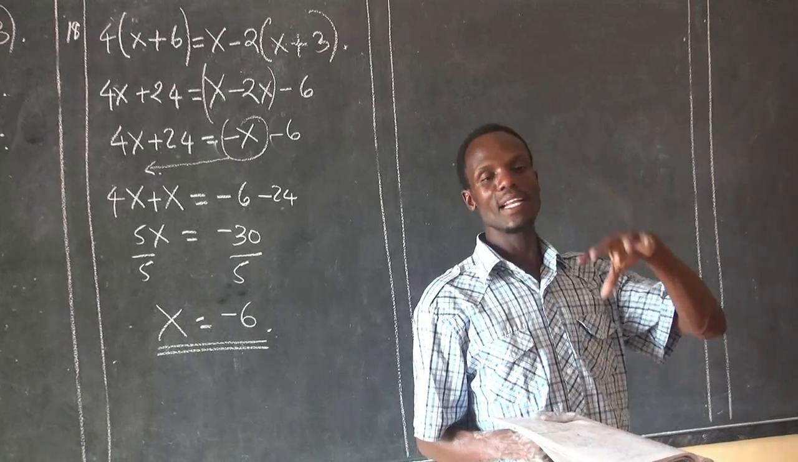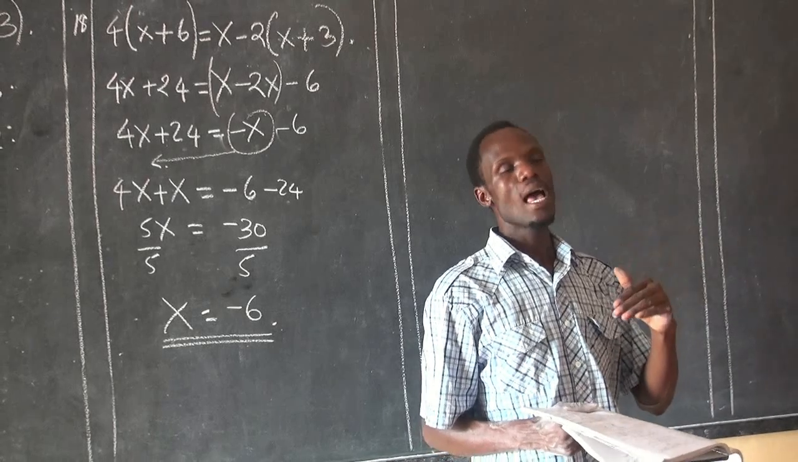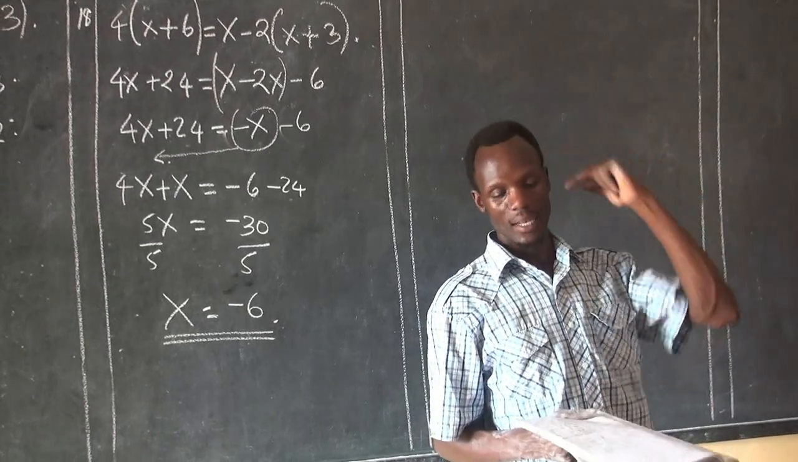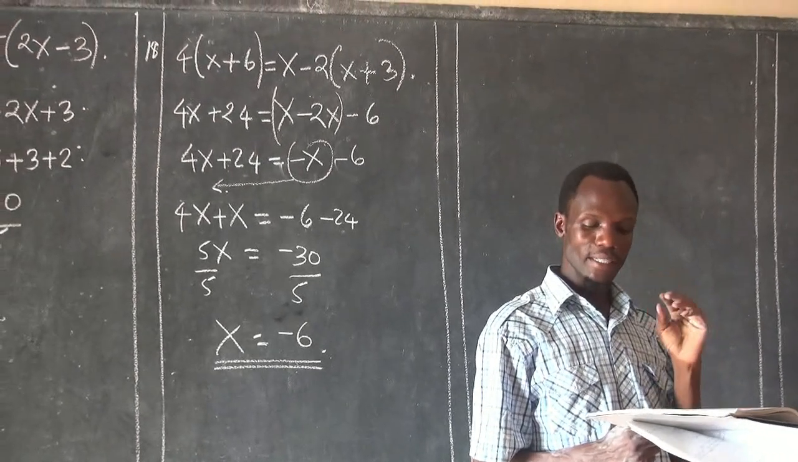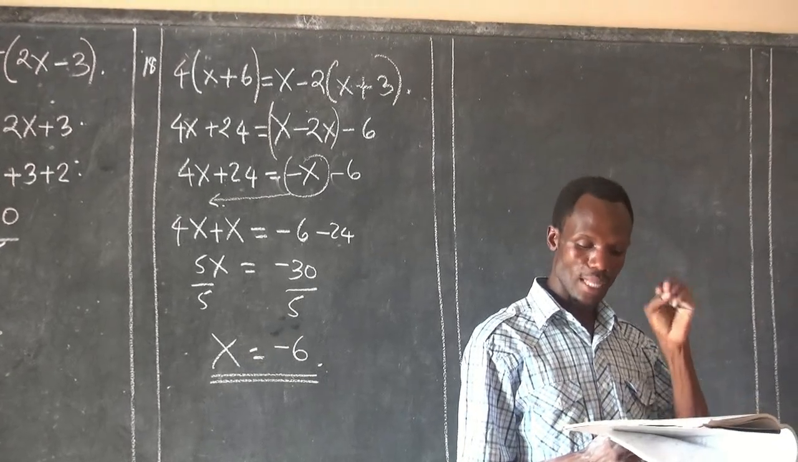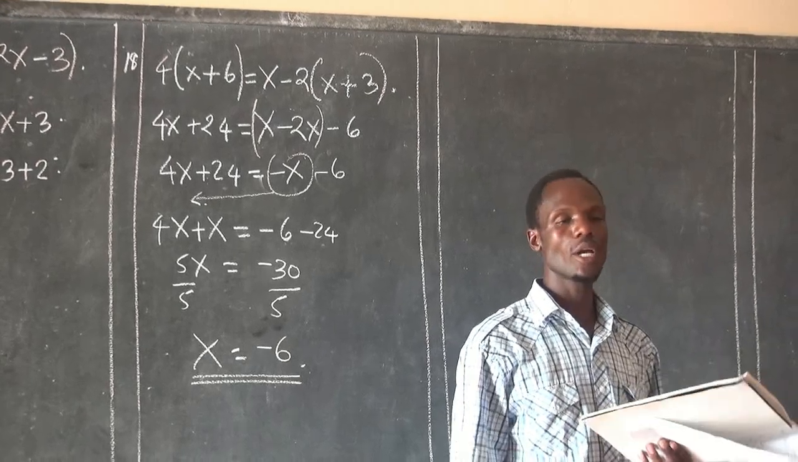The denominator is the number below the fraction line, and the numerator is the number above the fraction line. That's why we say denominators are eliminated by multiplying each of the terms in the equation by the LCM of all the denominators on both sides of the equation.